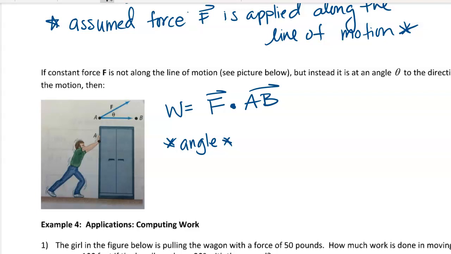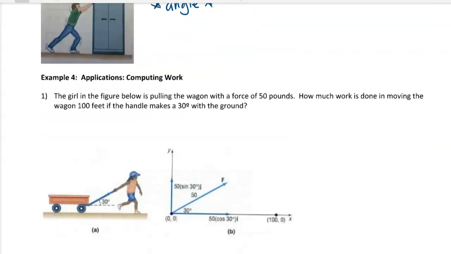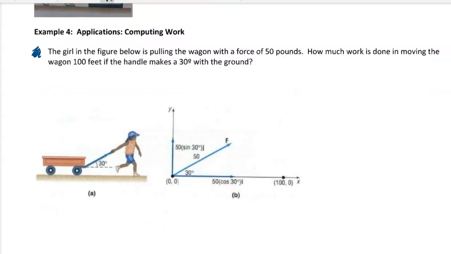All right, let's do one last example. Casey, can you please help me read this last one? Oh, this is an extra one for no reason. Last example here. The girl in the figure below is pulling the wagon with force. How much work is done in moving the wagon 100 feet? Oh, yeah, that's a degree. There's an underlined degree there for some reason. Okay, so here we go. How much work is done?